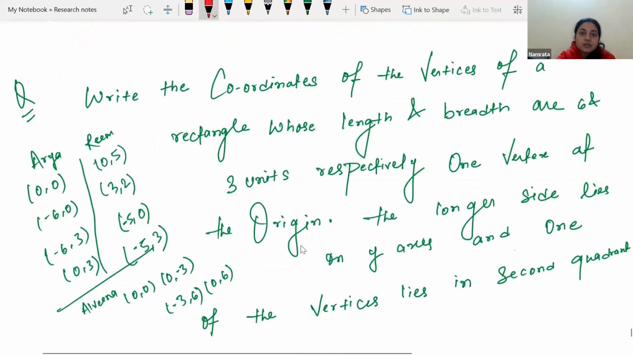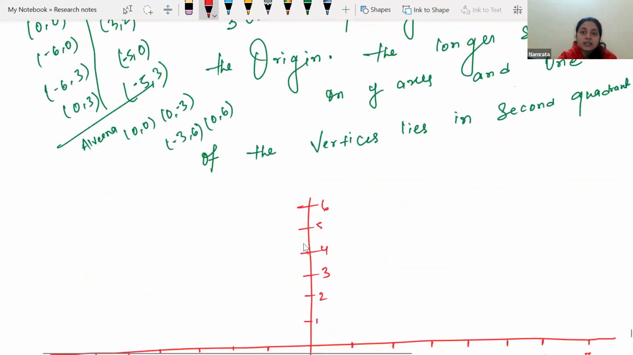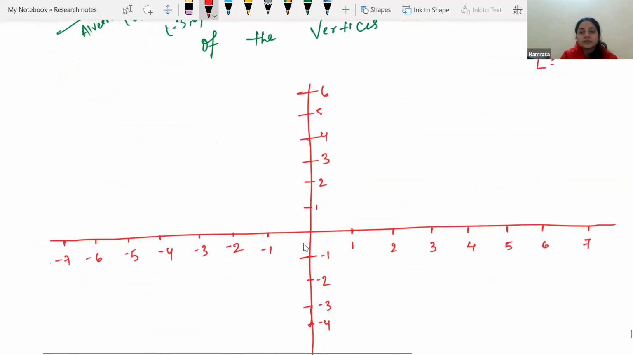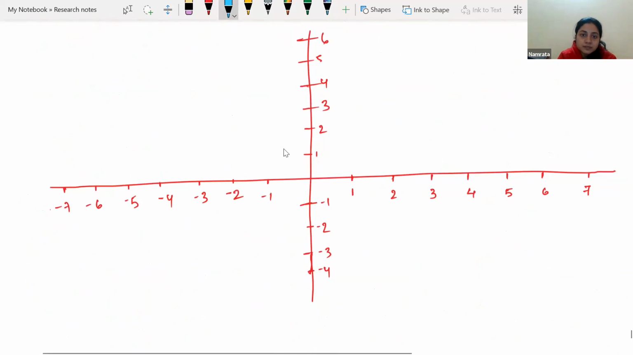Let me check the question. Write the coordinates of the vertices of a rectangle whose length and breadth are 6 units and 3 units respectively. Length is 6 units and breadth is 3 units. One vertex at the origin. So one of the vertices is already given at the origin, so one of the coordinates will be 0, 0.